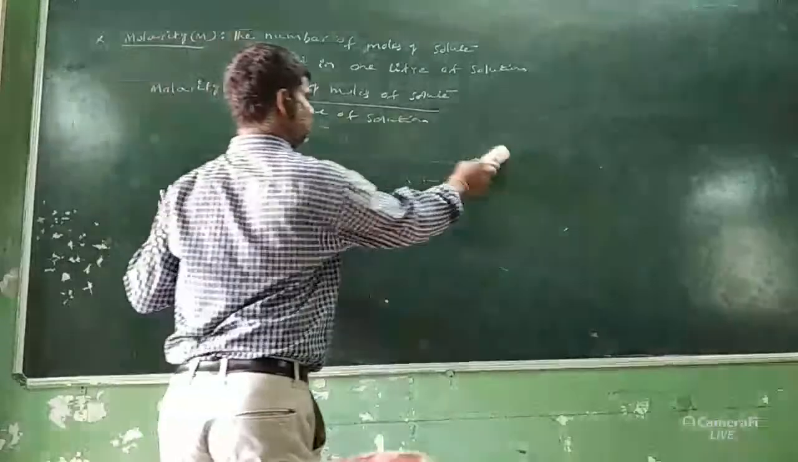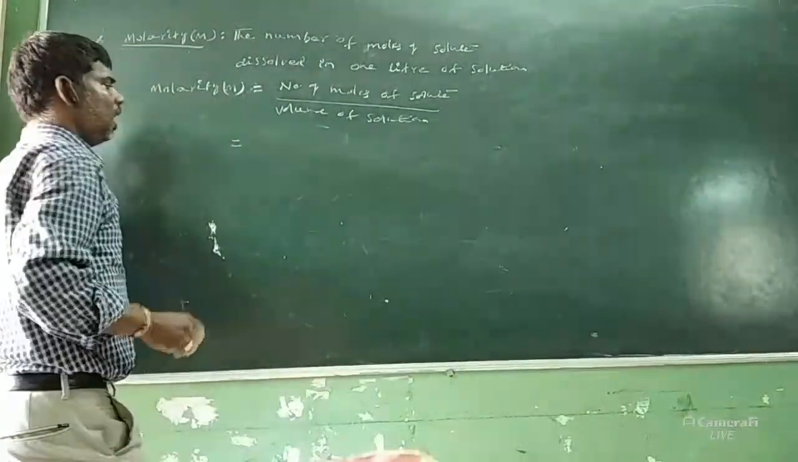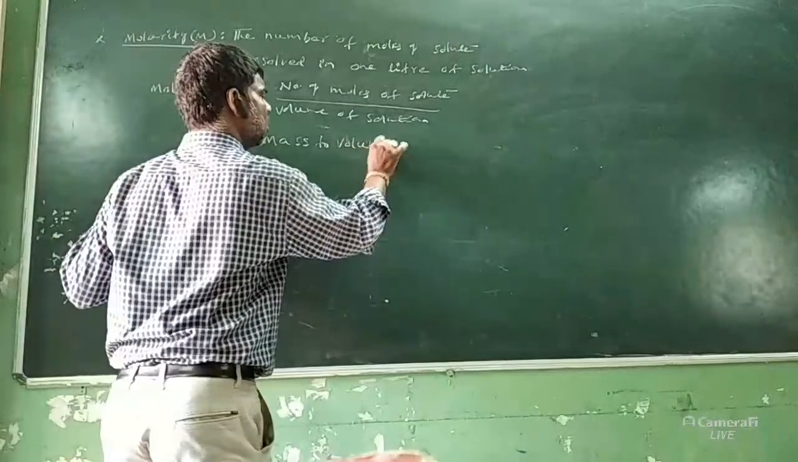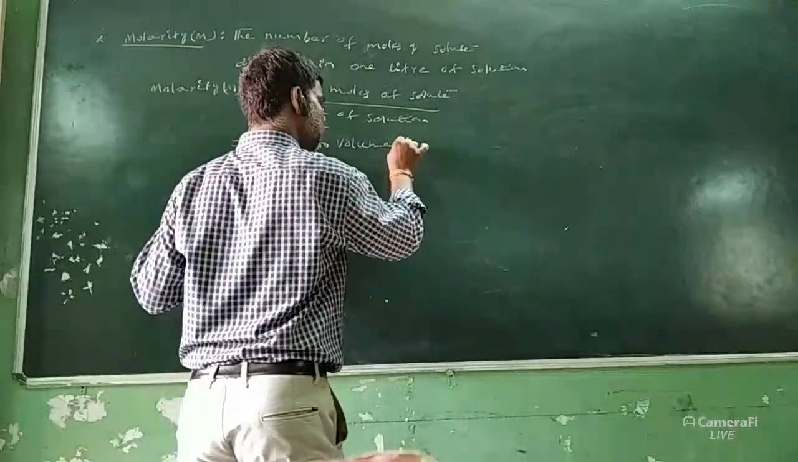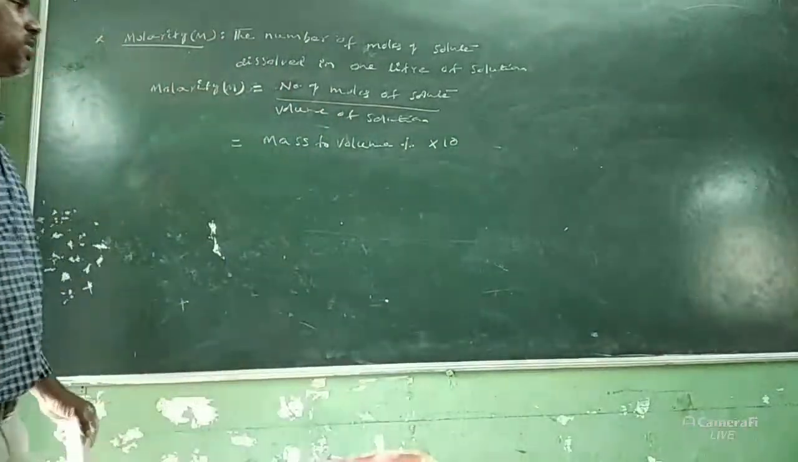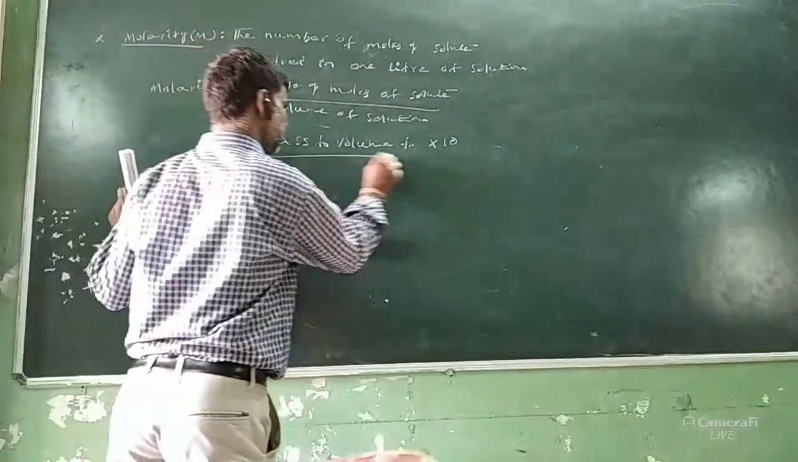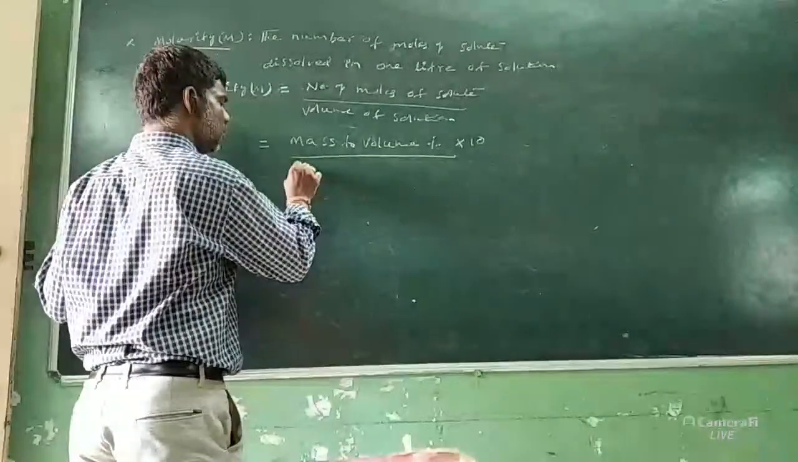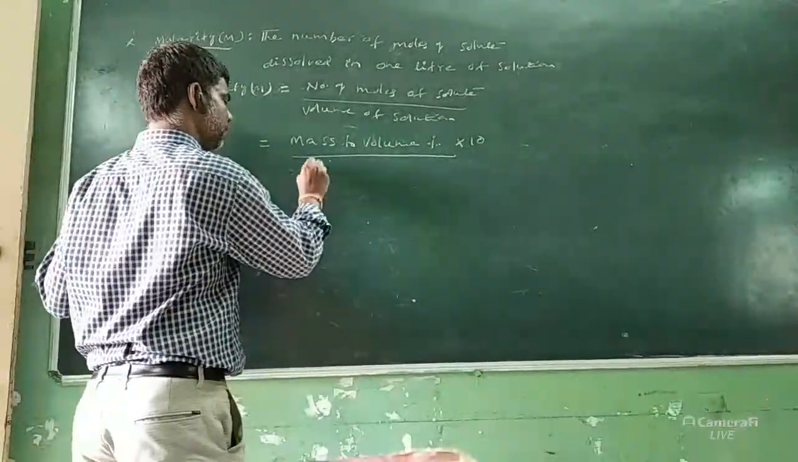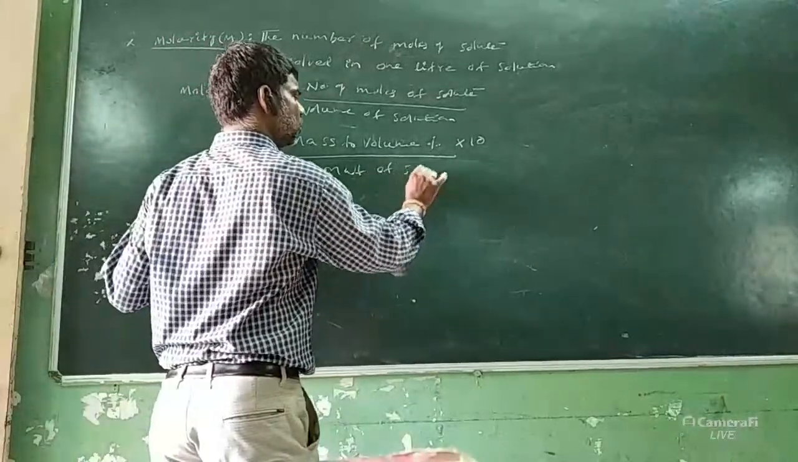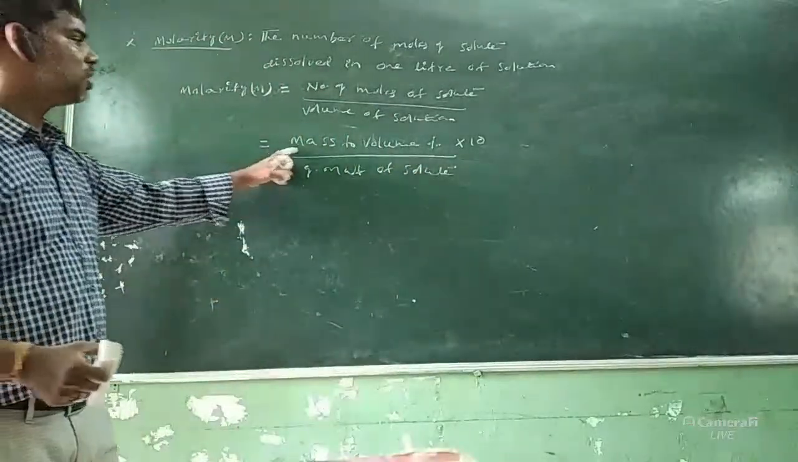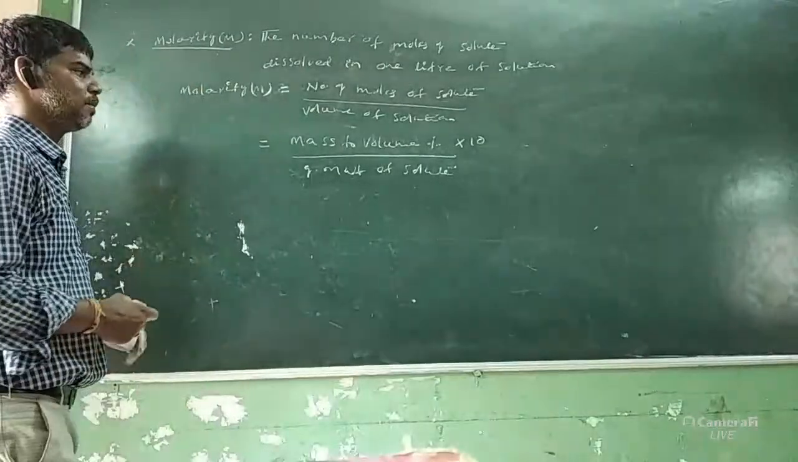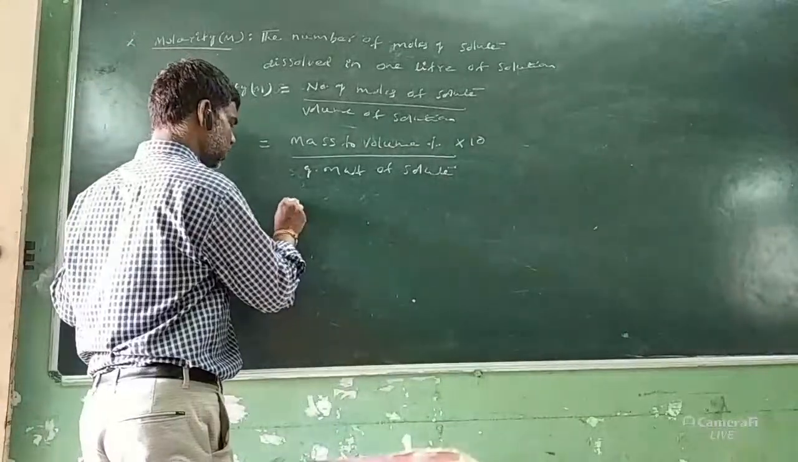And according to one other formula, molarity equals mass to volume percentage into 10 by gram molecular weight of solute. This is how we got it.